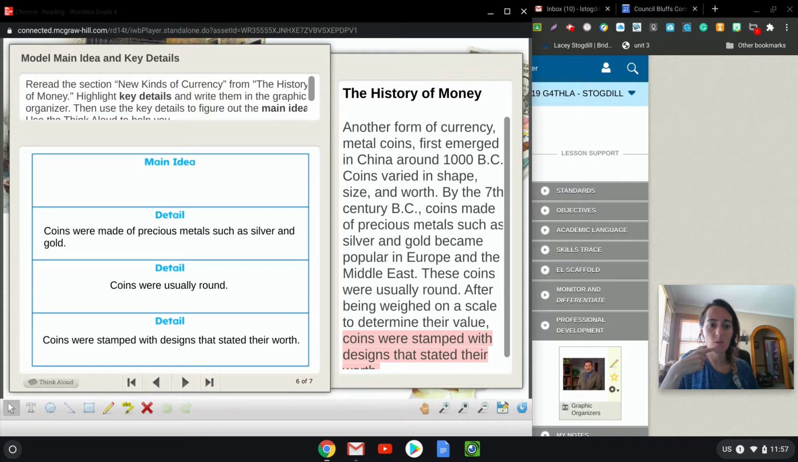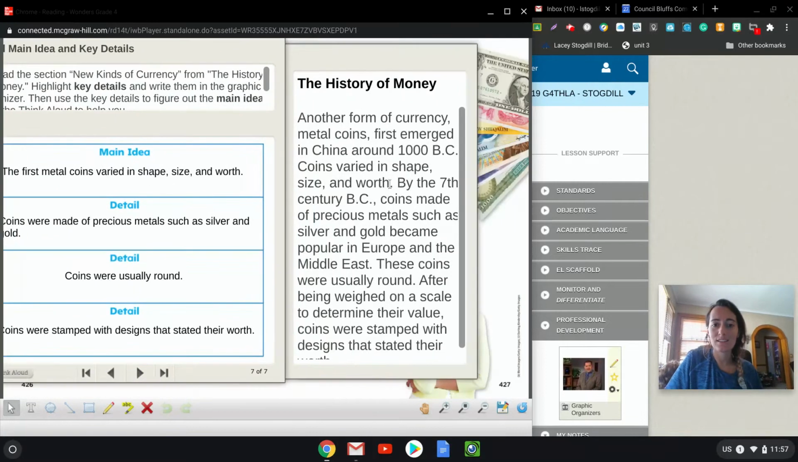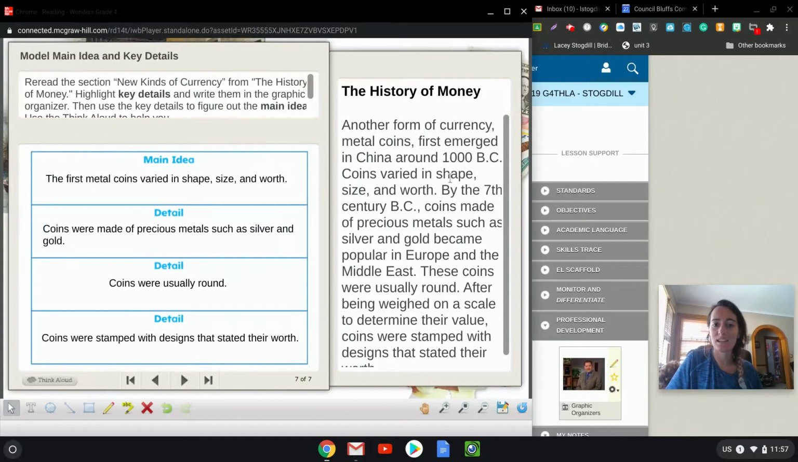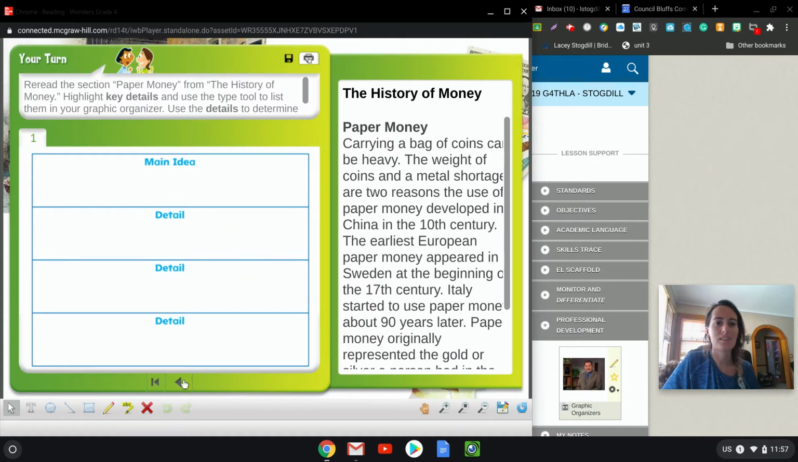They all talk about coins. Let's put it in my own words. The first metal coins varied in shape, size, and worth. I feel like I was able to get that main idea from this very beginning section of the text. So sometimes that main idea is explicit and it's right there for you. Right there. You don't even have to go anywhere else, which is amazing.